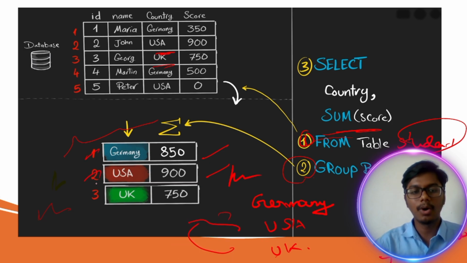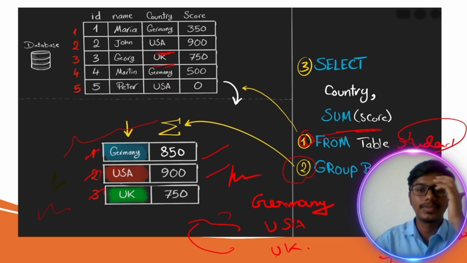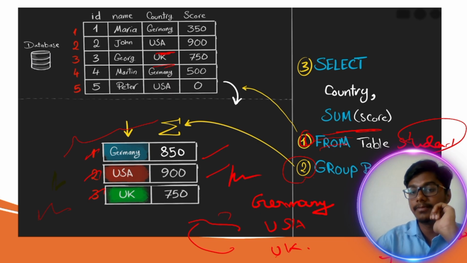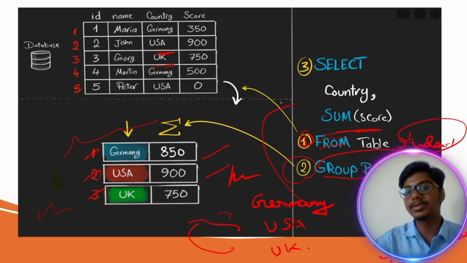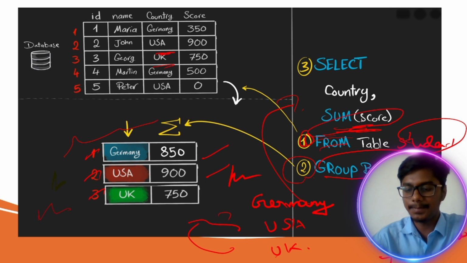Okay guys, now how it works behind the scenes. First, the execution order is FROM the table, from which table we want to retrieve data. From the student table we want to group by country, we have Germany, UK. The third execution is SELECT country and sum of score. We are summing the scores, so the aggregation happens here.